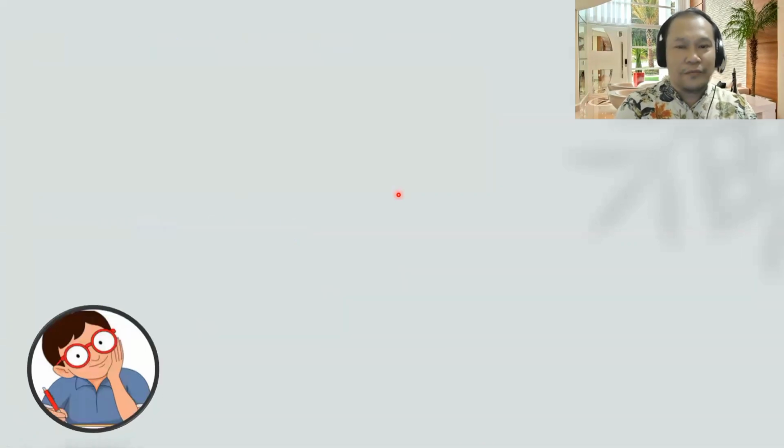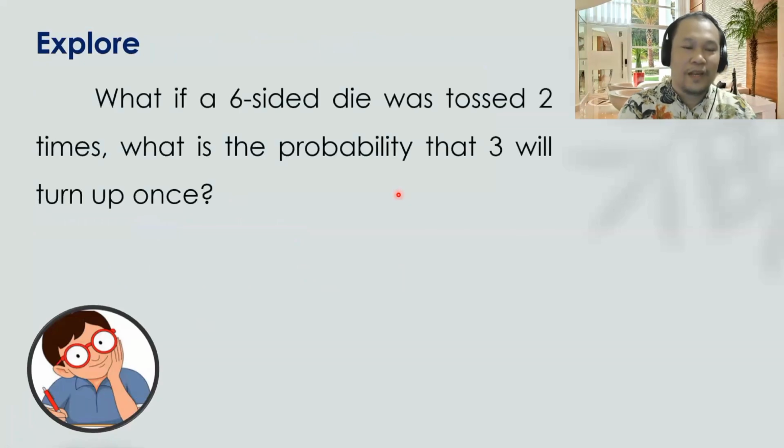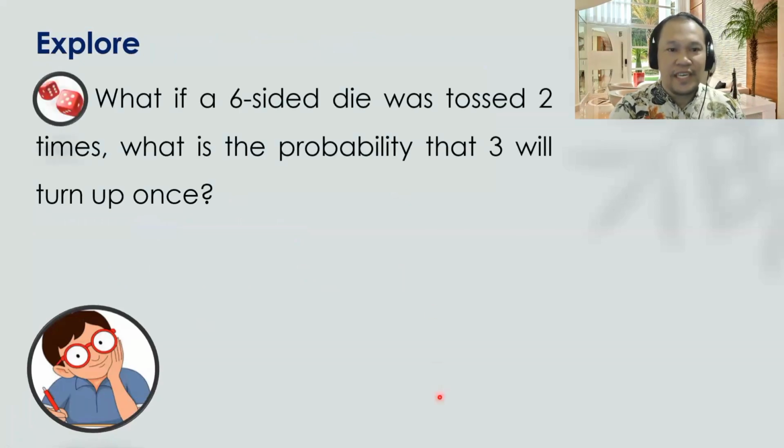Now I have here a certain problem in connection to our new lesson. What if a six-sided die was tossed 2 times? What is the probability that 3 will turn up once?